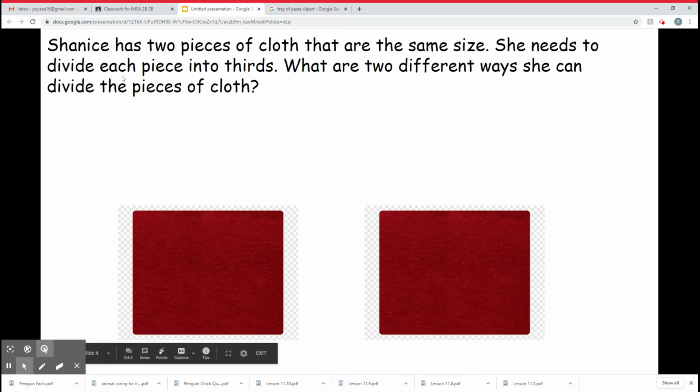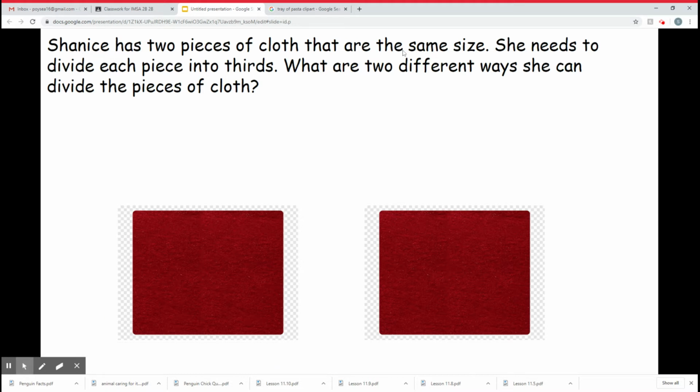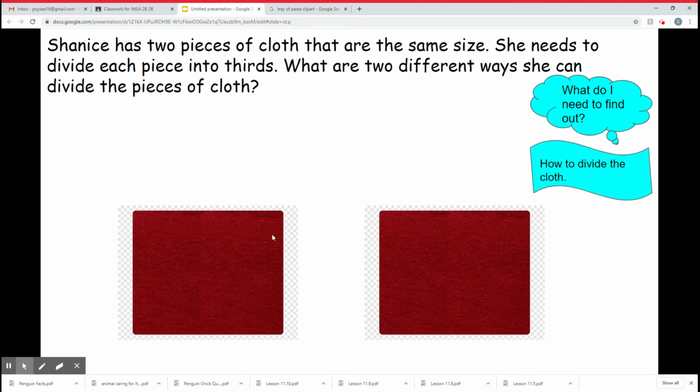Okay, let's do another one. Shanice has 2 pieces of cloth that are the same size. She needs to divide each piece into thirds. What are 2 different ways she can divide the piece of cloth? Okay, so what do we need to find out? If you look at the question, we need to find out 2 different ways she can divide the piece of cloth, or how to divide the cloth.